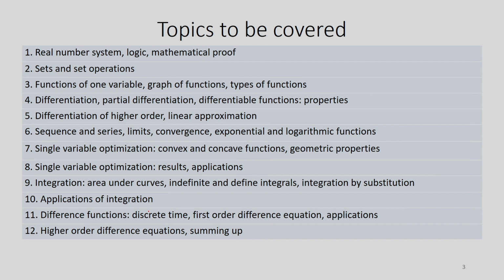Then we are going to talk about sets and set operations, and the third topic is functions of one variable. We are going to explain what a function is, and when there is a single variable, how functions can be defined and how they look, what the different kinds of functions are, and the graphs of functions and how they are derived. Types of functions: we are going to talk about different kinds, for example polynomial, logarithmic and exponential functions.